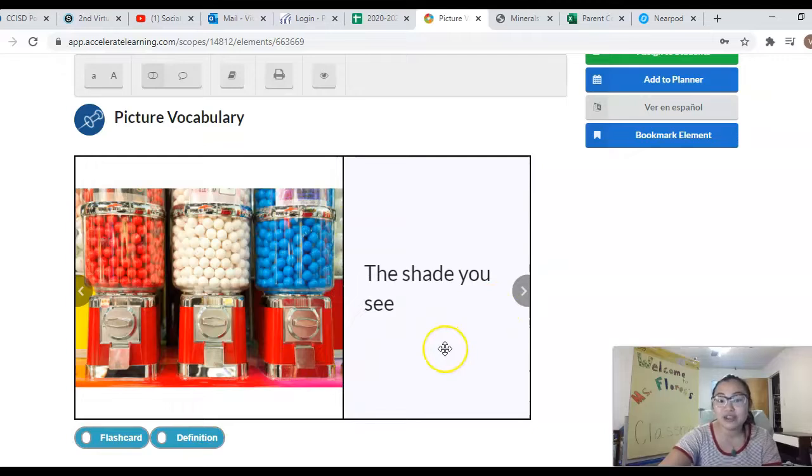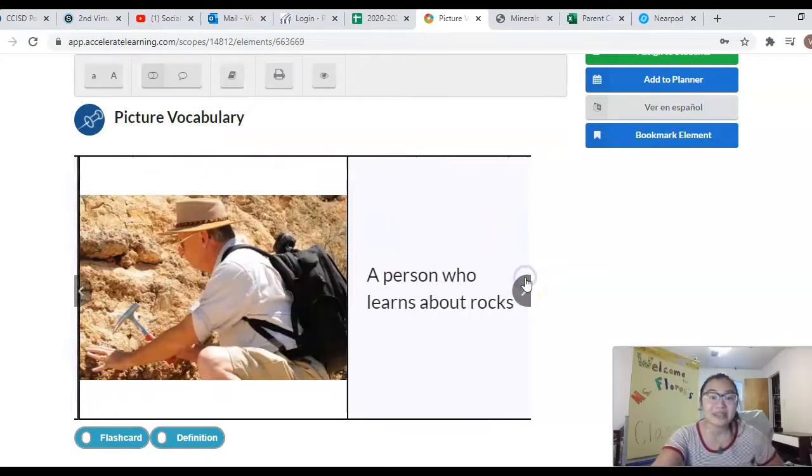Color is the shade you see. It's going to be the shade you see. And color is going to be super important when we're looking at rocks because we need to be thinking about the different colors we see in the rocks. All right, let's keep moving.